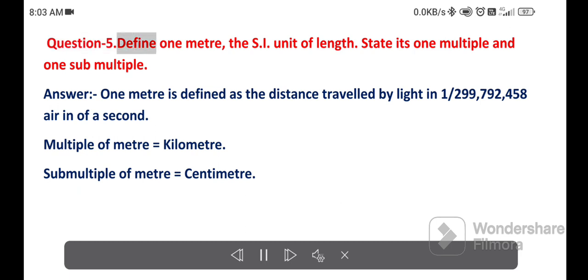Question 5. Define 1 meter, the SI unit of length. State its 1 multiple and 1 sub-multiple. Answer. 1 meter is defined as the distance travelled by light in 1 by 299,792,458 of a second. Multiple of meter is equal to kilometer. Submultiple of meter is equal to centimeter.